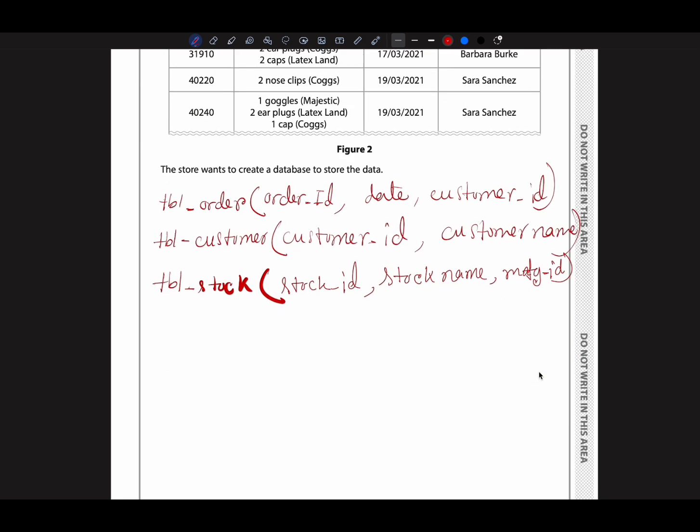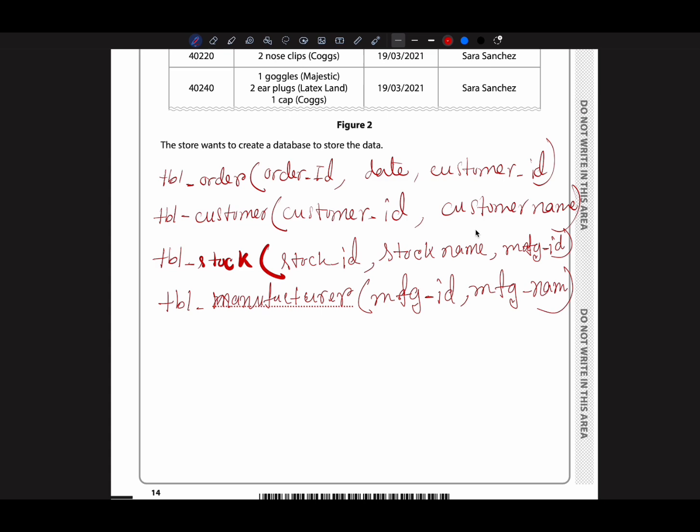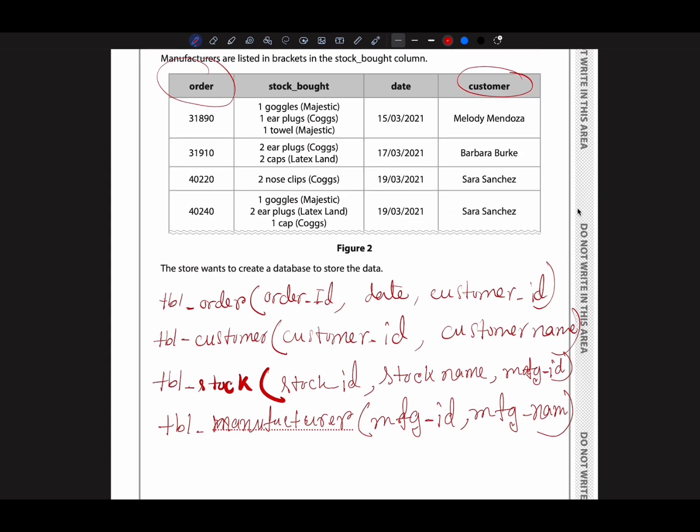Because we have already taken the ID, that means we need another table which is manufacturer, right? So manufacturer obviously has manufacturer ID and manufacturer name, right? Table is enough. So we already covered everything.